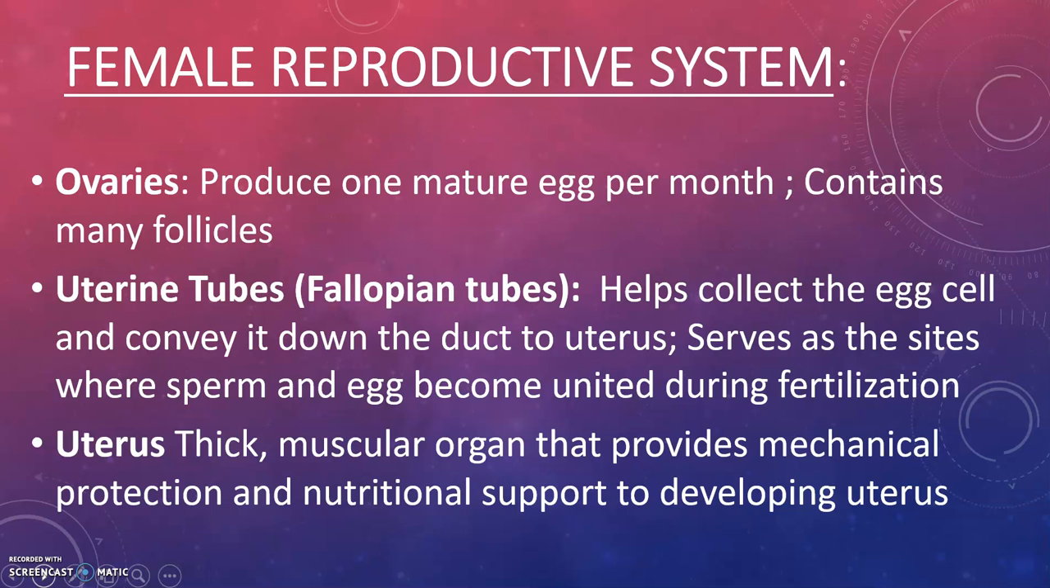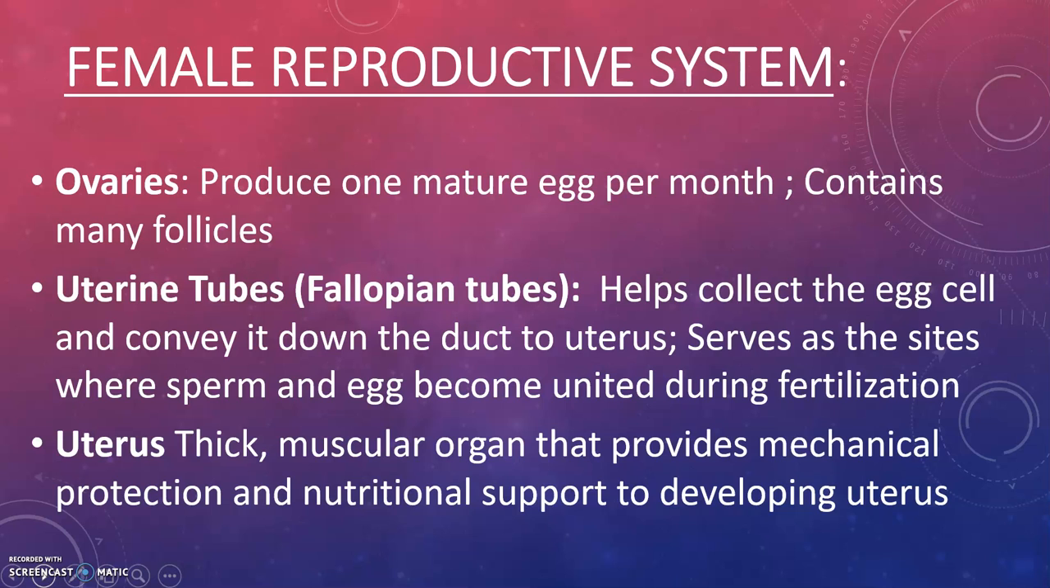A woman will have 400,000 follicles that are formed at birth, but she will only release a couple hundred to several hundred eggs in her lifetime. The uterine tubes are the fallopian tubes or the oviducts. This is like a funnel-like opening that has cilia that line the duct, and that helps the egg travel down to the uterus. It also serves as a site for sperm and egg coming together during the process of fertilization.